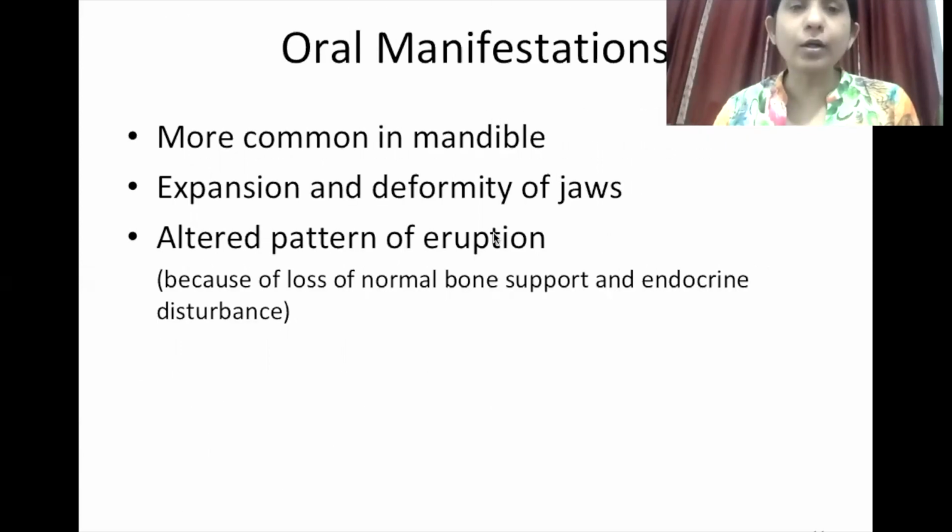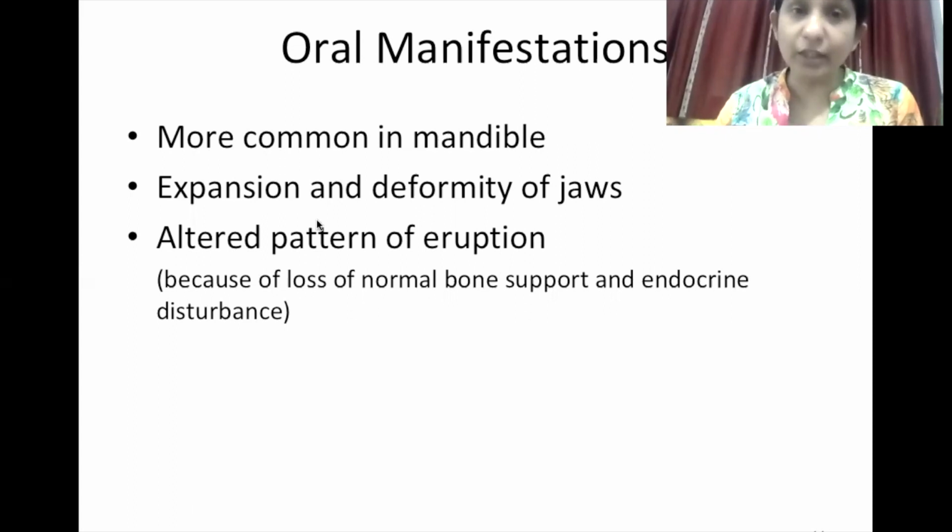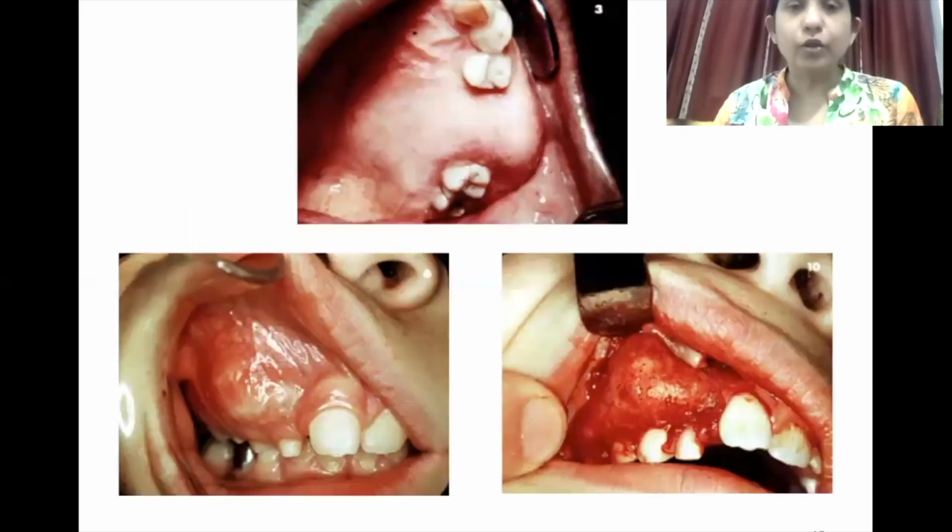Now, it is more common in the mandible, and it causes expansion and deformity of the jaws and an altered pattern of eruption. Obviously, if the maxilla or the mandible is not properly formed, it can cause alteration in the eruption pattern. So these are some pictures which are actually textbook pictures.